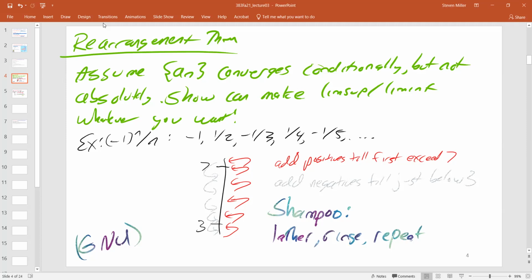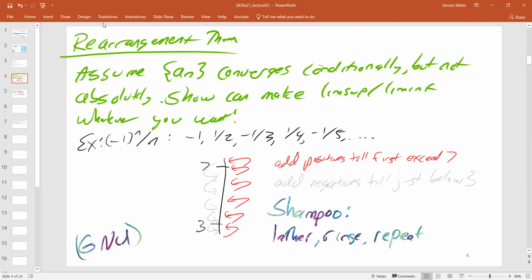There's nothing special about 7 and 3. There's nothing special about the alternating harmonic series. You can look at this and you can see I'm really not using too much about this. Maybe I'm using a little bit in this proof that my numbers are monotonically decreasing. And so if I give you a more general sequence, it might be a little bit hard.